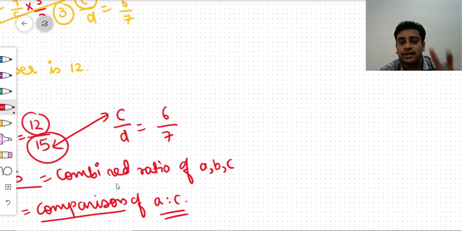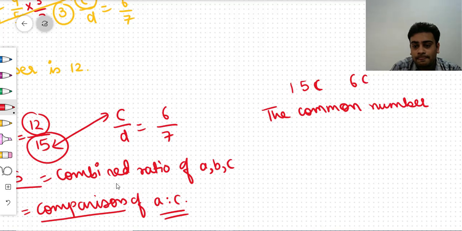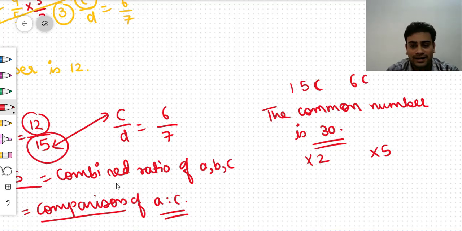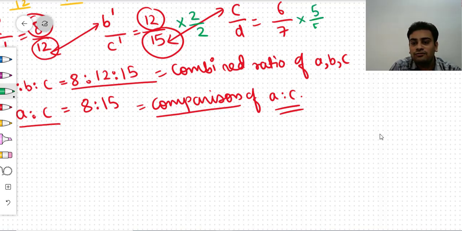So you know that in one ratio we have the 15 value. Let me write it like this: 15 and 6C, right? So what is the common number? Basically the common number between the two is 30, right? So how can you get 30? If you multiply 15 by 2 and if you multiply 6 by 5, you will get 30, right? So you need to multiply B upon C by 2 and C upon D by 5. So it will be multiplied and divided by 2 and multiplied and divided by 5.